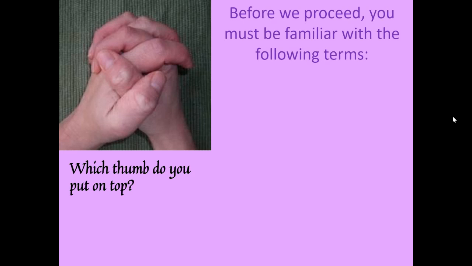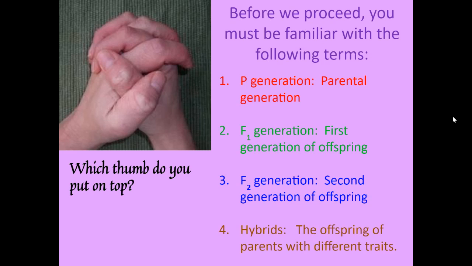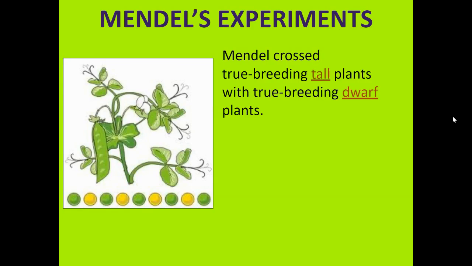Now, before we can move on, there are just a few more terms that we need to be familiar with. One is the P generation or parental generation. Second is the F1 or first generation of offspring. The next is the F2 generation or second generation of offspring. And lastly is hybrid, which is the offspring of parents with different traits. Now, some of these terms Mendel used when he was setting up his experiments. So let's get into the nitty-gritty of what he did.